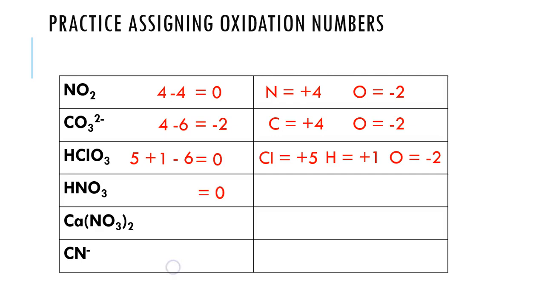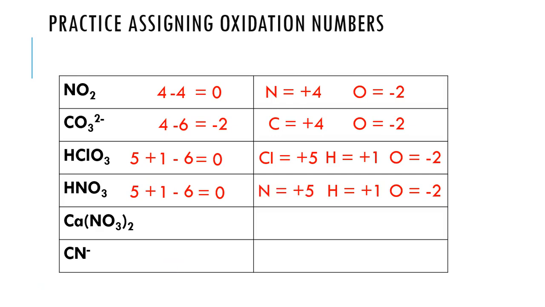Okay, so in nitric acid, that's a compound, so the oxidation states will sum to 0. We have oxygen, which has a rule of -2, and hydrogen, which our rule says is +1. So we'll have 6 units of negative charge from oxygen and 1 unit of positive charge from hydrogen, so the positive charge on nitrogen must be +5.